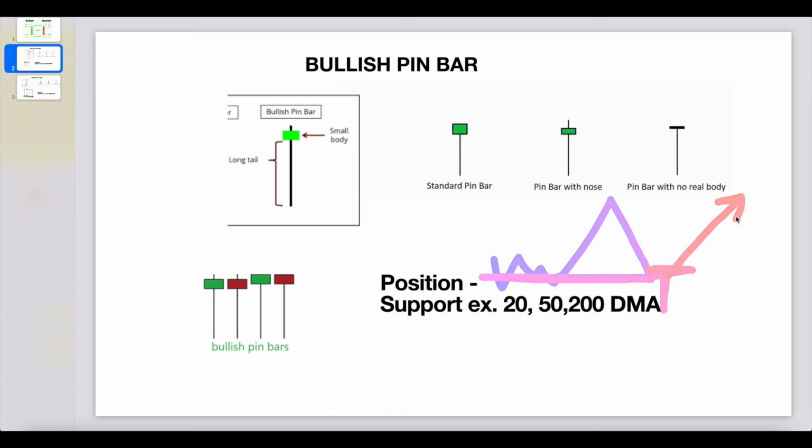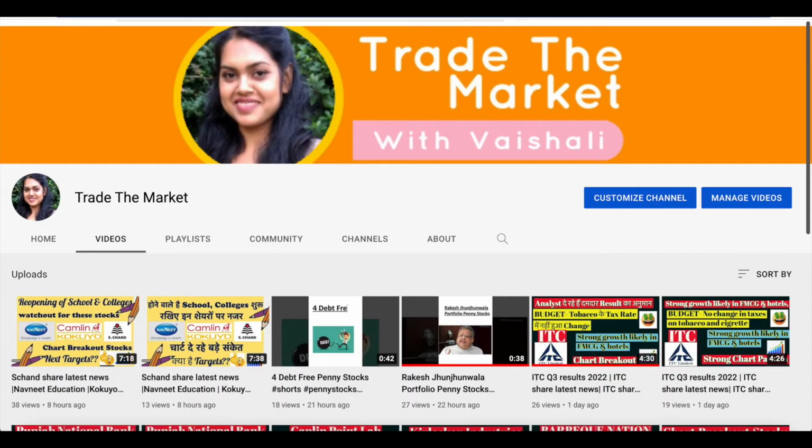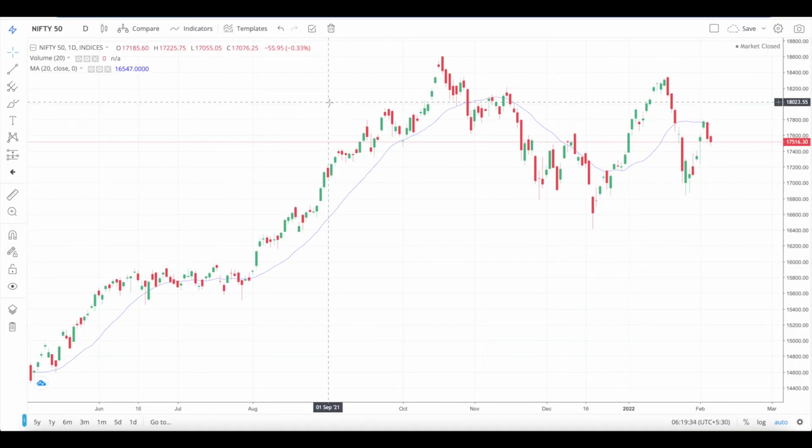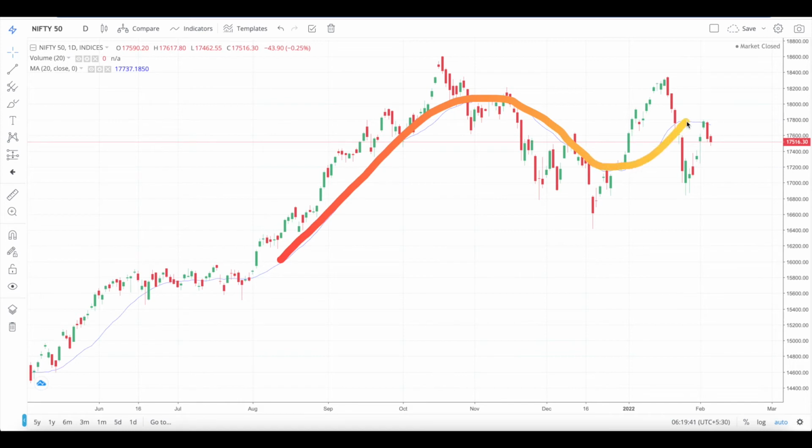Okay, so let's have a look at the live example. This is the Nifty 50 chart. This is the daily chart, and here I have drawn a 20 moving average just to check where our support is. Now, do you see any bullish pin bar over here? So we see a bullish pin bar over here. This is a red candle, but still, as we said, color doesn't matter. It can be red, it can be green, it can be colorless also.